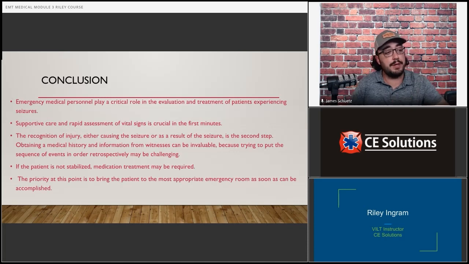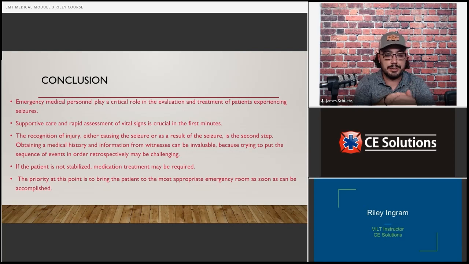All right. Conclusion for this. Emergency medical personnel play a critical role in the evaluation and the treatment of patients experiencing seizures. Supportive care, rapid assessment of vital signs is crucial in the first minutes of being on scene, okay? The recognition of injury, if there is one, either causing the seizure or as a result of the seizure, is the second step.